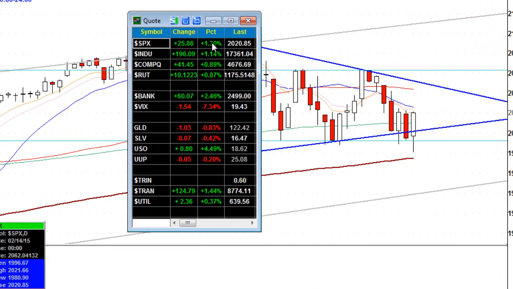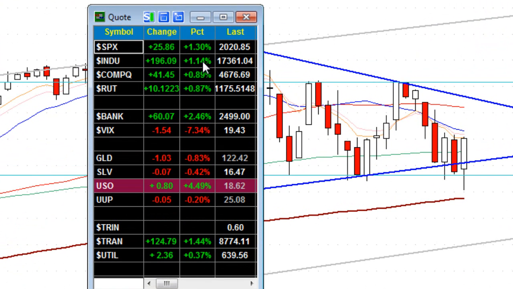The S&P up 1.3%. Dow up more than 1%. However, a little laggy here on the NASDAQ. It's only up 0.9%, about the same for the Russells. But the banks were up 2.5%. A huge rally in the banks. Gang, that is great support.